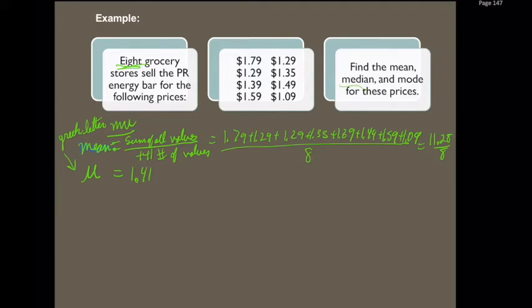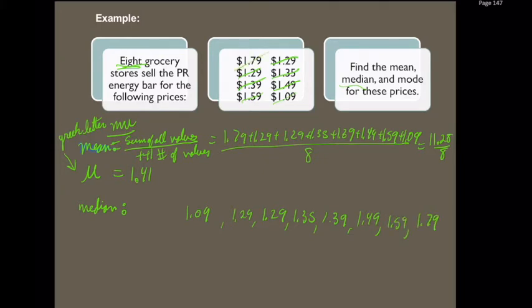In order to find the median, I need to arrange my data values in increasing order. So let's go ahead and do that. The first thing I need to do is arrange them in order from smallest to largest. So I've got 1.09, 1.29, 1.29, 1.35, 1.39, 1.49, 1.59, and 1.79.